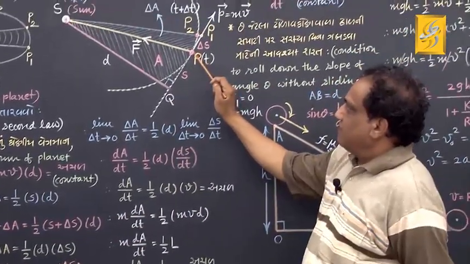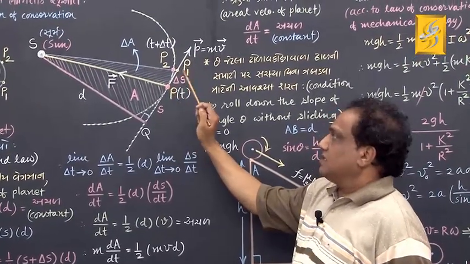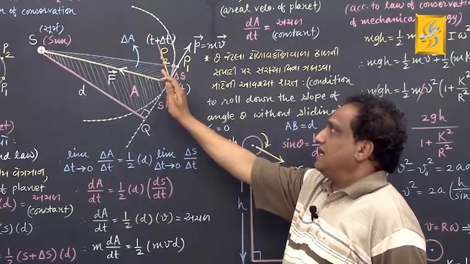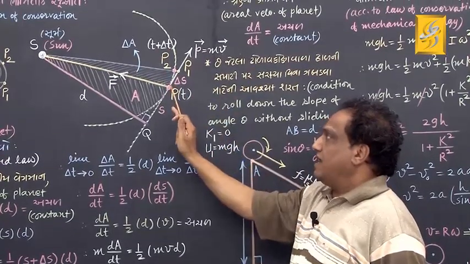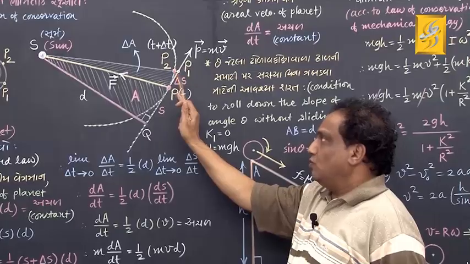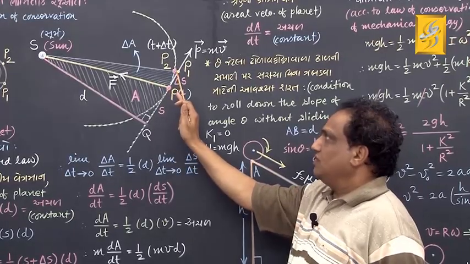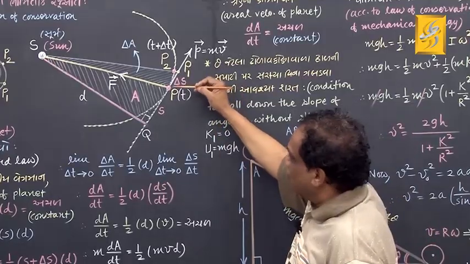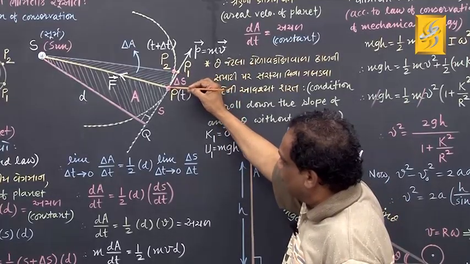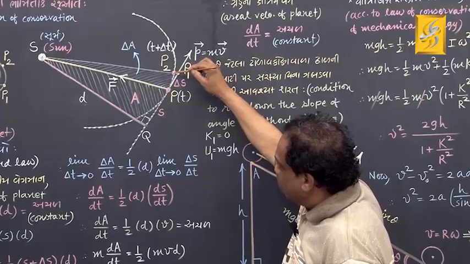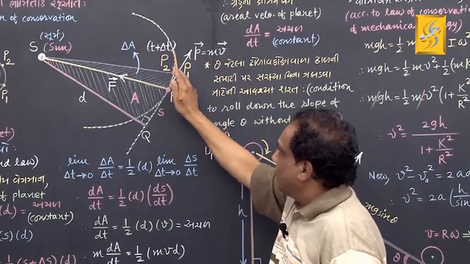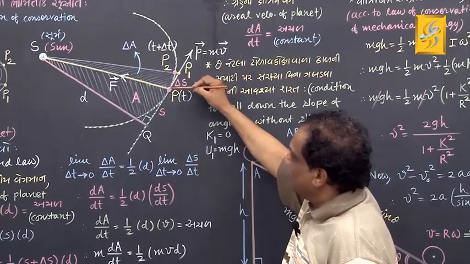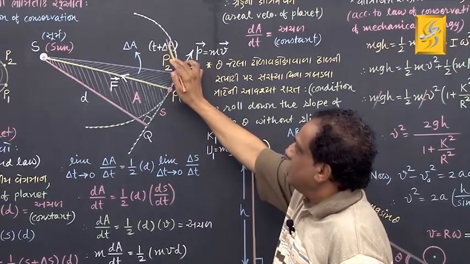Now, after point P, suppose at the end of delta t time, that is at time t plus delta t, this planet comes from P to P2. In time delta t, the planet moves from here to here. This is the point on the path of motion of the planet. Let it be P2.